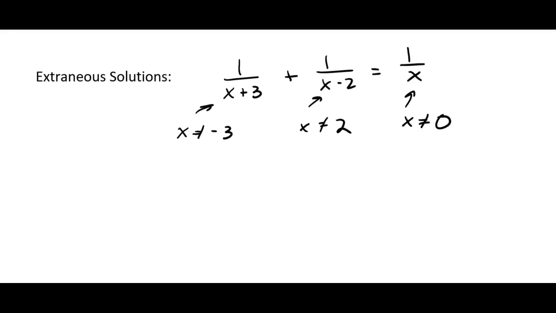None of those values, even if we get through all the work and we say, hey, our answer is 2, we have to say, no, x can't be 2 because of what we started with. Because it would make that term, this one right here, if x were 2, that would be undefined. Okay, so they're called extraneous solutions. It's best if you look for them at the beginning before you start your work, but sometimes we forget.